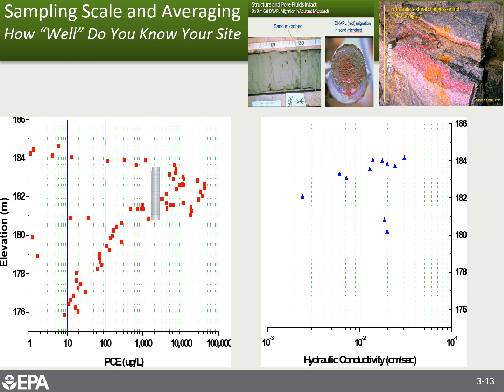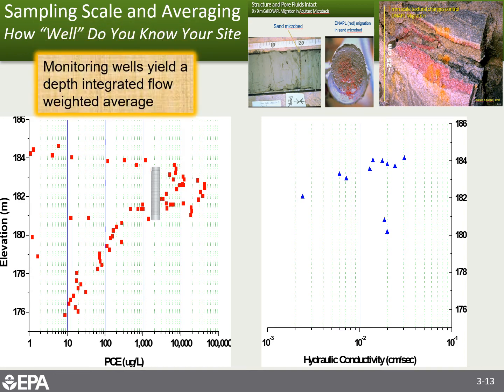So here's an example of, in this case, very high concentrations that happen to be in the middle of the well screen where the lowest hydraulic conductivity measurements are obtained. And at the top and bottom of the well screen, you have much higher hydraulic conductivity. So what you get in this well screen is what we call a depth integrated flow weighted average. That's a mixing of lower concentration high flow zones with higher concentration low flow zones, and ultimately an integrated depth flow weighted average across that entire well screen.